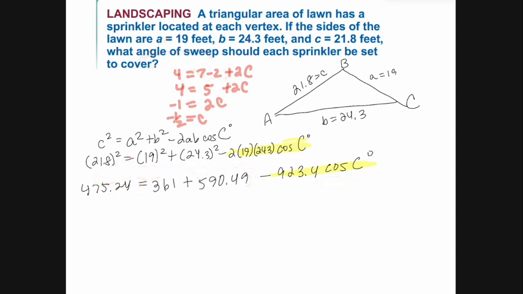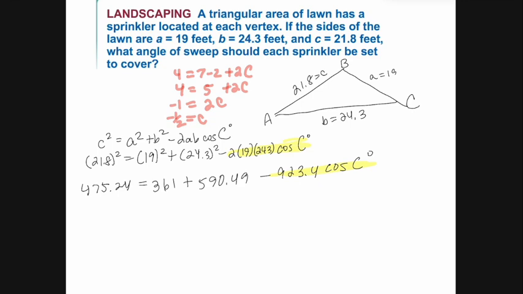Some people want to try to subtract off 923.4. I don't know, you can't, because it's 923.4 times whatever cosine of C is that you're subtracting. And if you don't know what the cosine of C is, how can you subtract something when you don't know what that value is? So don't.